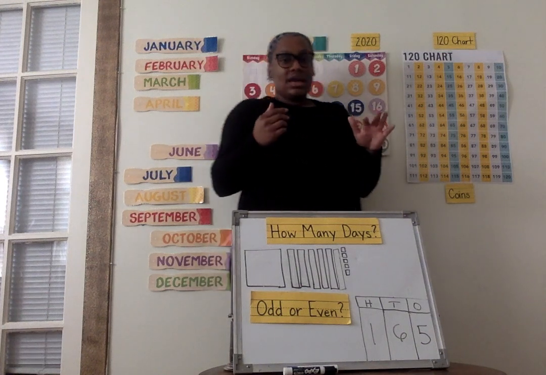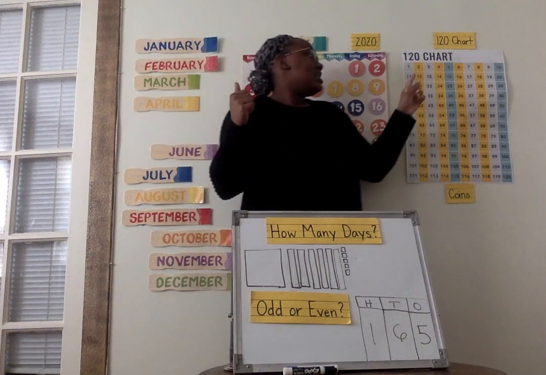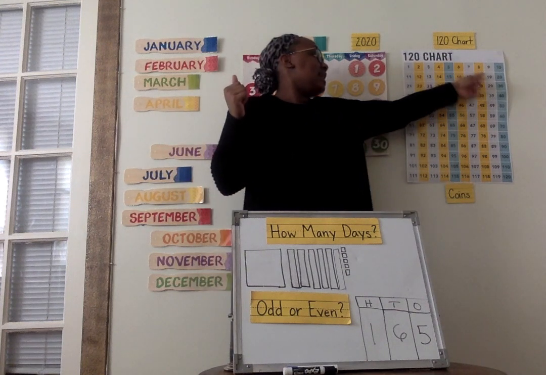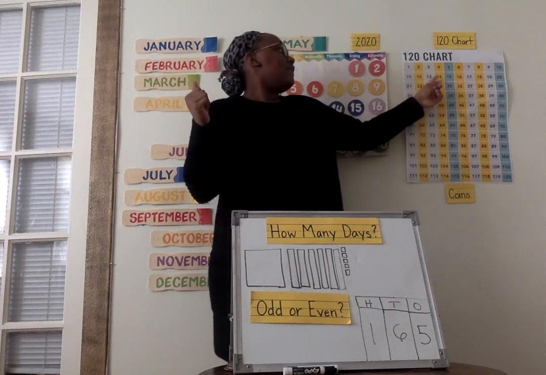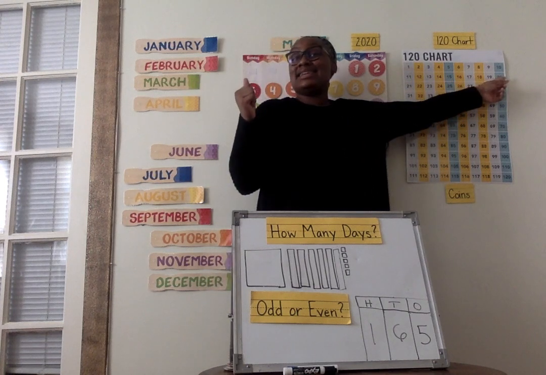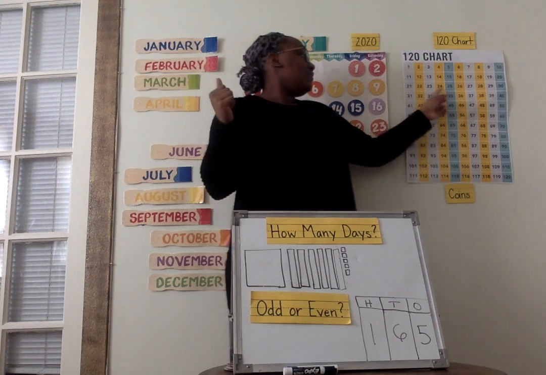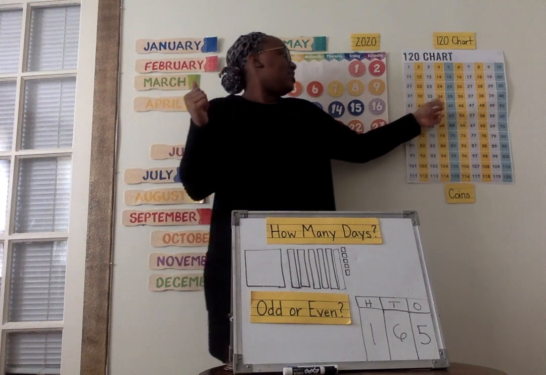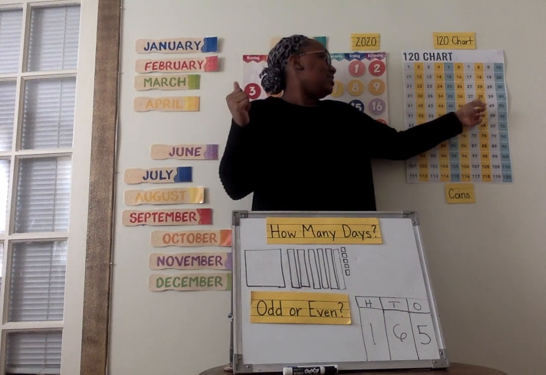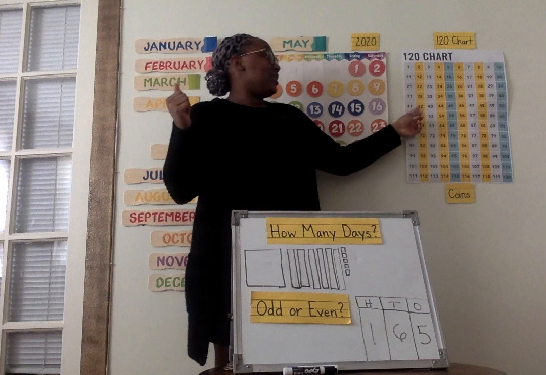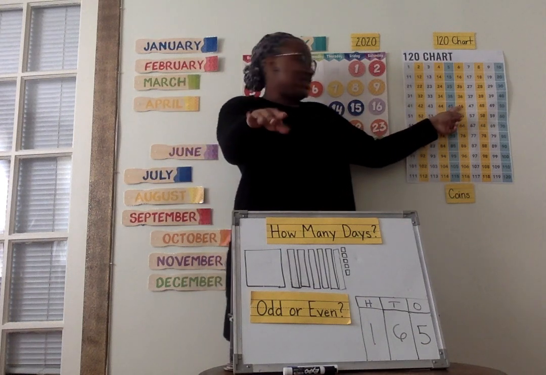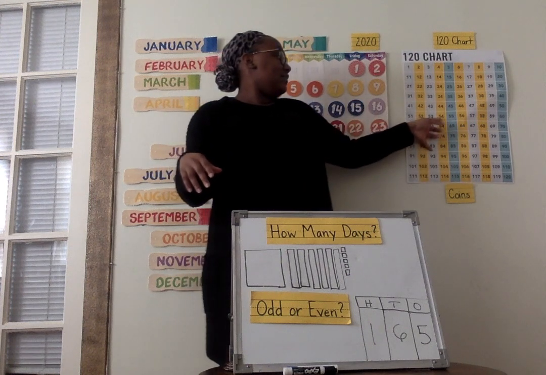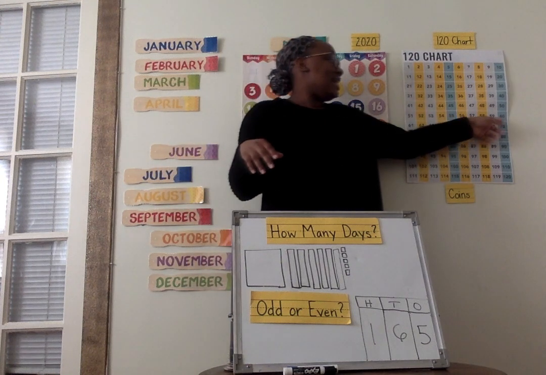If you're ready to sit nice and tall, and make sure you're loud and proud. Let's count by 2s. Get ready. 2, 4, 6, 8, 10, 12, 14, 16, 18, 20, 22, 24, 26, 28, 30, 32, 34, 36, 38, 40, 42, 44, 46, 48, 50, 52, 54, 56, 58, 60.